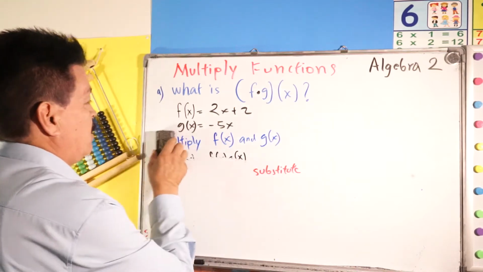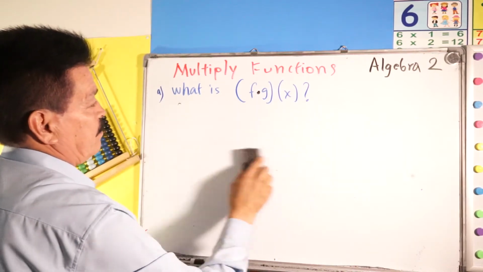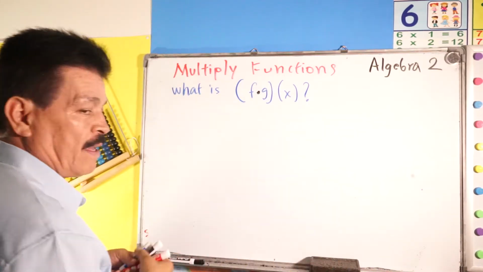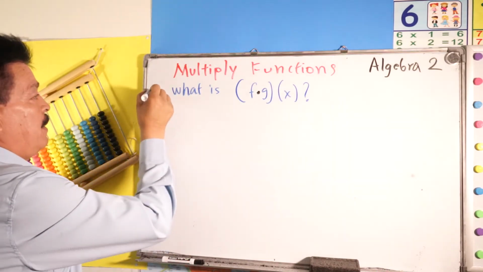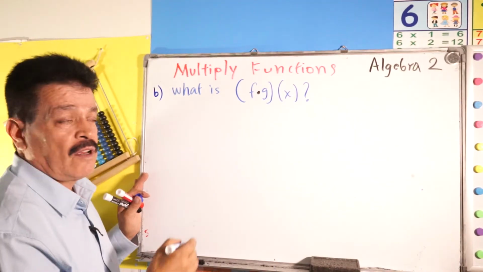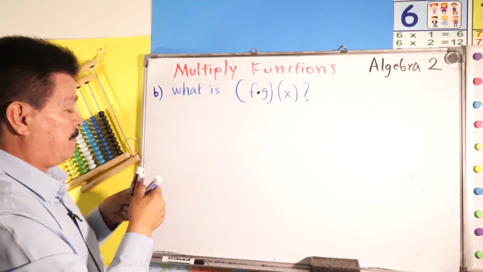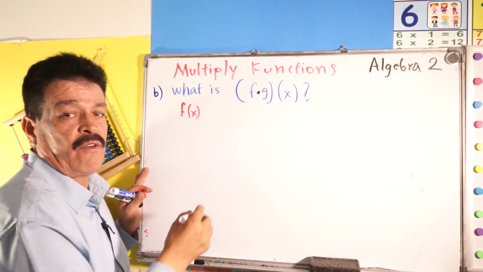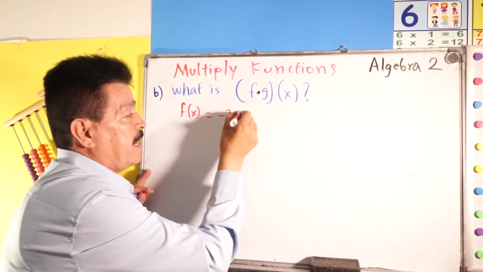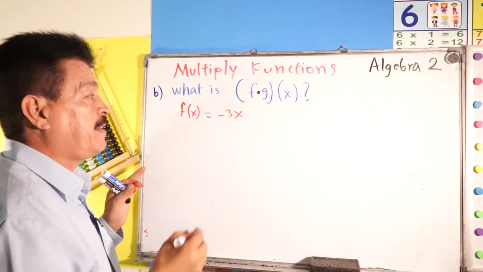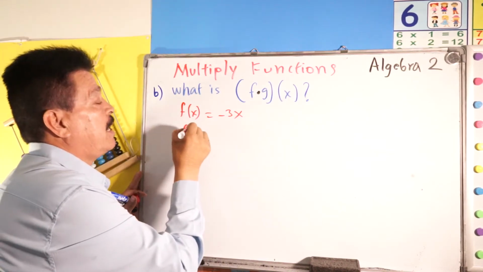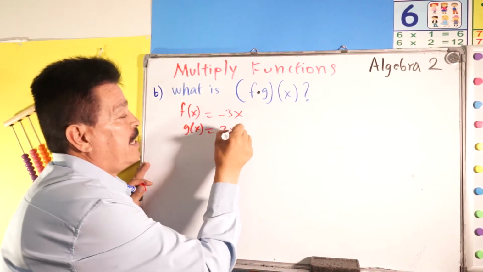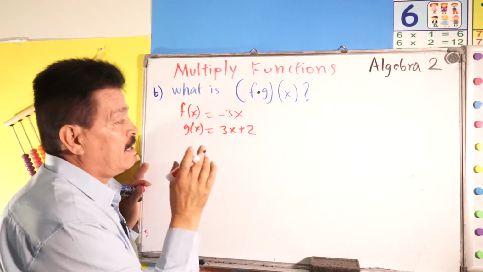So problem B is going to be the same question, but with different data. I will write right here: f of x will equal negative 3x, right, negative 3x. Next, g of x will equal 3x plus 2. All right? Look at our data.